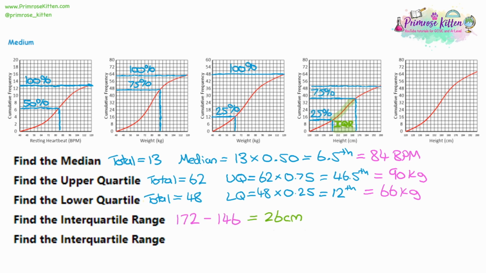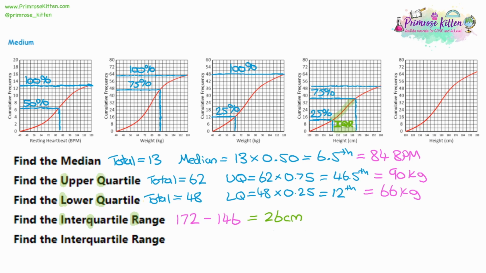And I've just written on the graph that is the IQR, which is a nice way of saying interquartile range. And that's a short thing that you'll see for this, IQR, just like for upper and lower quartile, you see UQ and LQ.